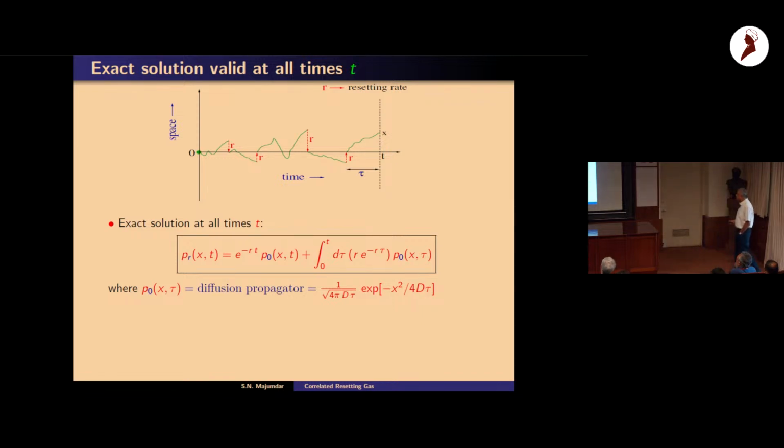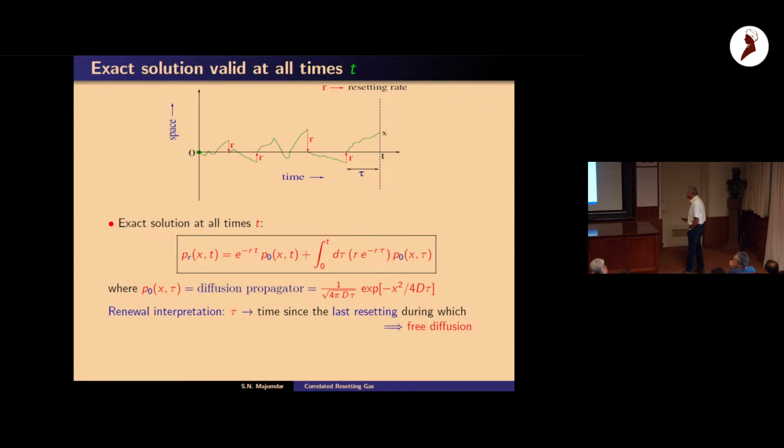But there's a nice physical interpretation of this term in terms of the renewal equation. There are two terms in it. Let's look at the first term: e to the power minus rt P0 of x,t. P0 of x,t is just the basic bare diffusion propagator. This means there is a possibility that there is no resetting at all between 0 and t, which happens with probability e to the power minus rt. In that case, it's just a free propagation. So this term corresponds to when there is no resetting at all.